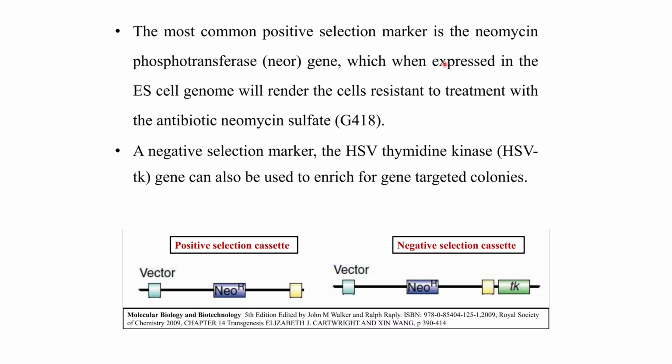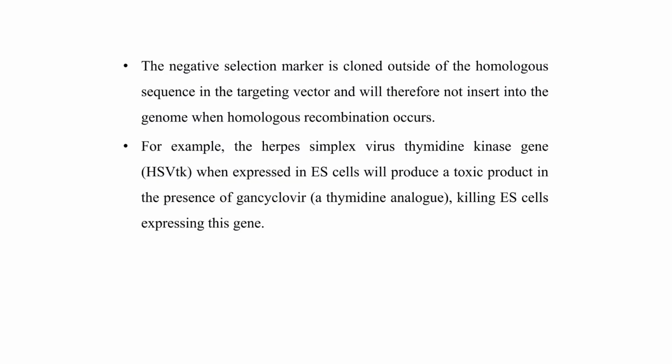The most common positive selection marker is the neomycin phosphotransferase, the NEO-R gene, which, when expressed in the ES cell genome, will render the cells resistant to treatment with the antibiotic neomycin sulfate. And a negative selection marker, the HSV thymidine kinase, HSV-TK gene, can also be used to enrich for gene targeted colonies. The negative selection marker is cloned outside the homologous sequence in the targeting vector and will therefore not insert into the genome when the homologous recombination occurs.